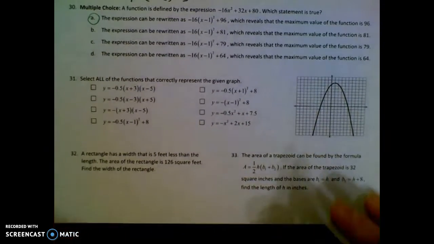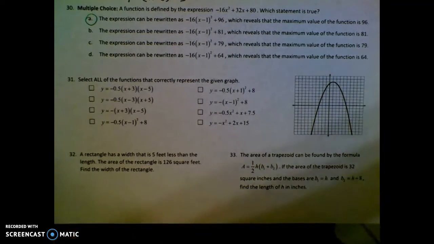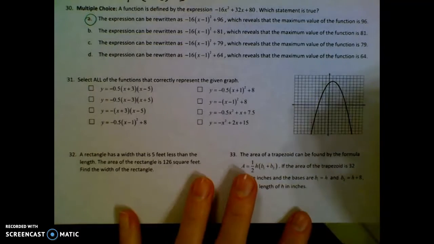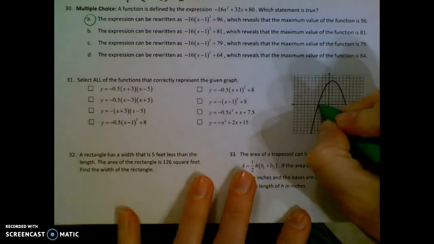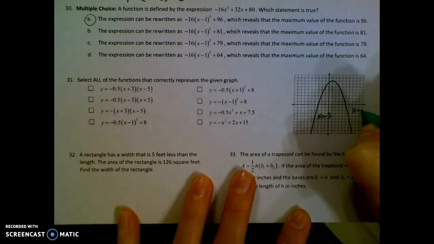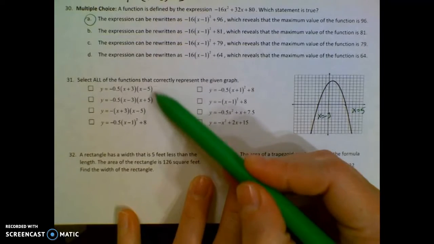Okay, for question 31, when it has multiple select, you have to work your way through all of them. So I'm going to pick out some things I can spot that are easily wrong. Right here I have x equals negative 3 and x equals 5. That tells me my intercepts. So that's these three right here.